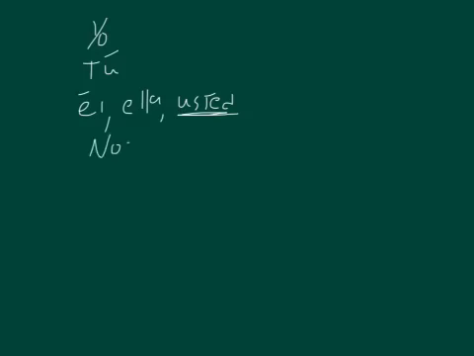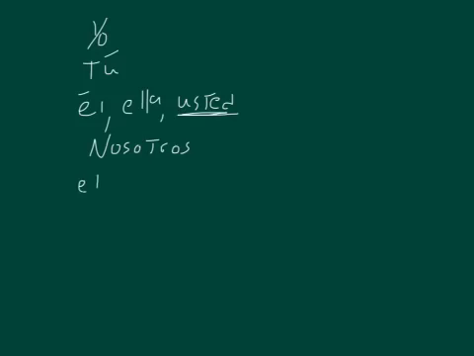Okay, so quick review. I would be yo. You informal would be tú. He is él with an accent. She is ella. You formal would be usted. Alright, notice that if you're talking to you, showing respect, you conjugate it the exact same way as you do he or she.